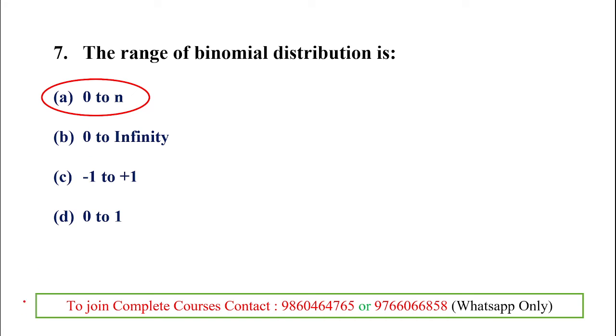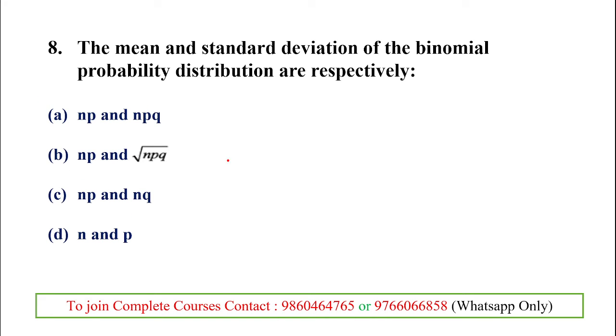And the next question is related to the mean and standard deviation of the binomial distribution. Here, what is the mean, and how do we calculate the mean and standard deviation of the binomial probability distribution? The options given are: NP and NPQ; NP and root of NPQ; NP and NQ; and N and P.